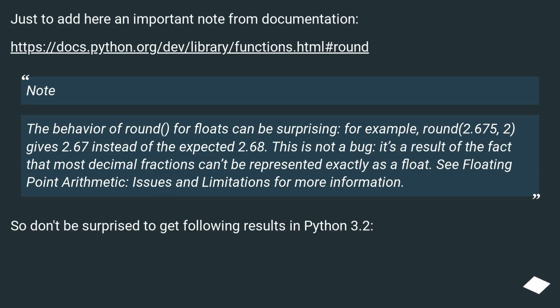Just to add here an important note from the documentation. Note the behavior of round for floats can be surprising. For example, round(2.675, 2) gives 2.67 instead of the expected 2.68. This is not a bug, it's a result of the fact that most decimal fractions can't be represented exactly as a float. See floating point arithmetic, issues and limitations for more information. So don't be surprised to get the following results in Python 3.2.